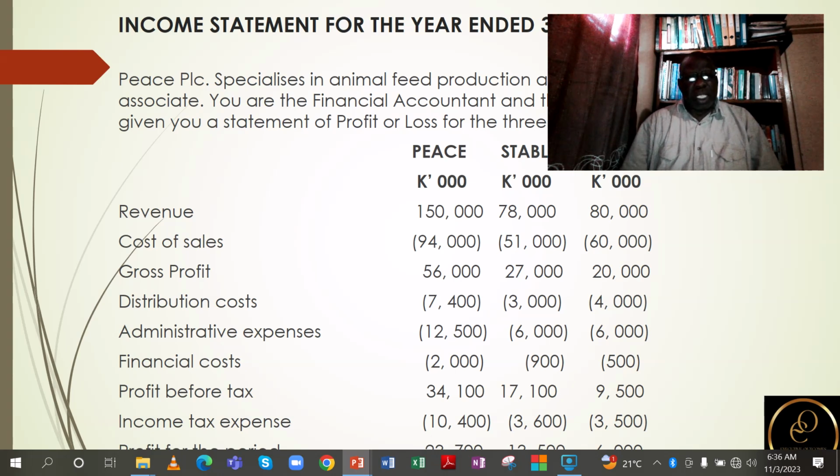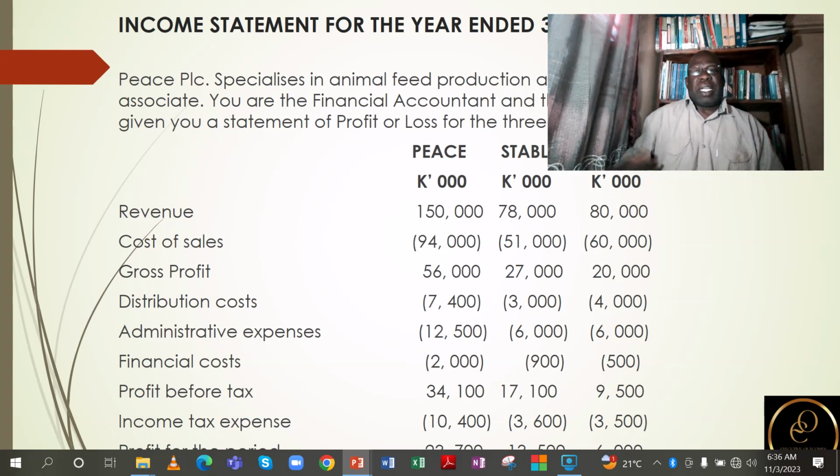So let's look at the task before us in terms of the question. We have Peace PLC that specializes in animal feed production and has a subsidiary in the name of Stable and an associate in the name of Amnesty. You are taken to be the financial accountant of this organization, and you are asked to consolidate this income statement.